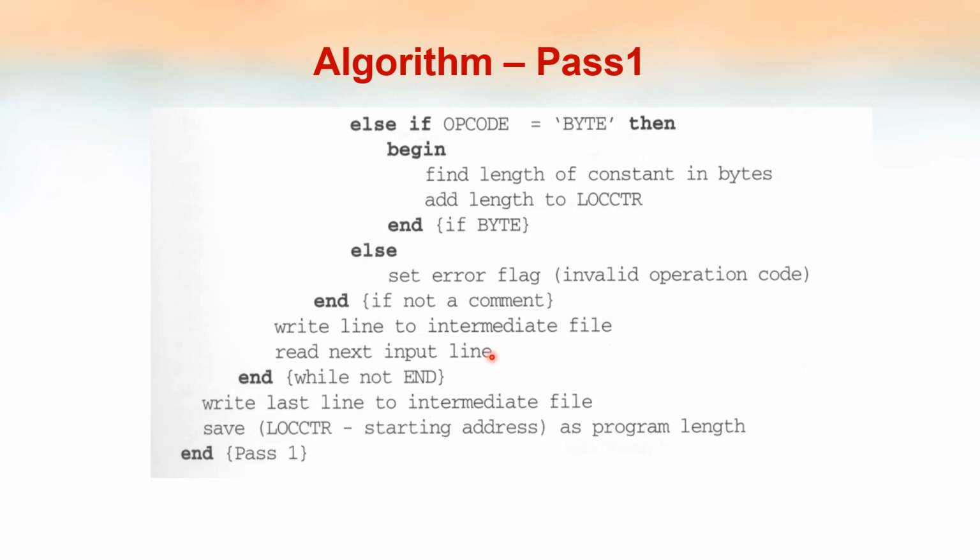Then read the next input line and continue the loop while not END; till END we have to continue this loop. Then write the last line to the intermediate file, and then you can find out the current location counter value minus the starting address, which will give the length of the program that you can save in pass 1. So this is the algorithm for pass 1.